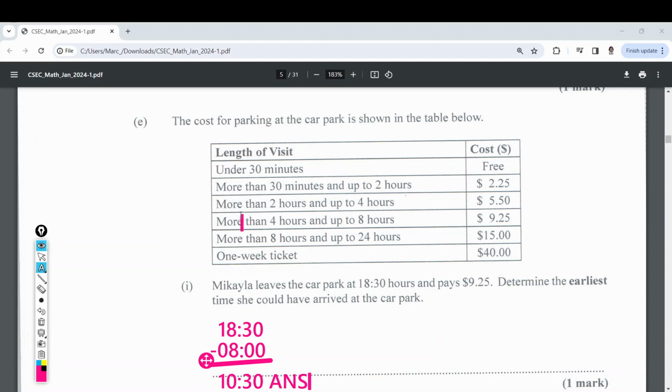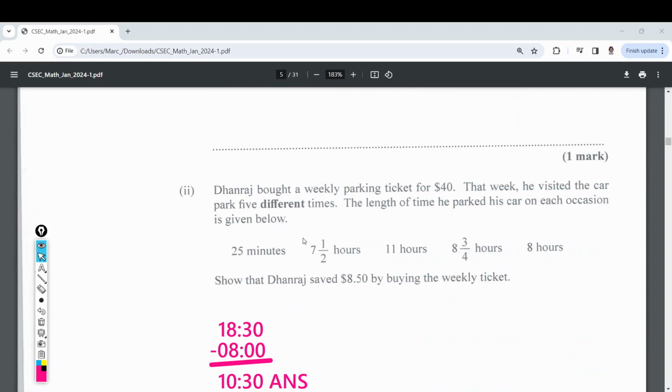How did I come up with this? I looked at the table. It says more than 4 hours and up to 8 hours is $9.25. So it can only be between 4 hours minus the 18:30, which would be 14:30, or up to 8 hours. So I just subtracted the 8 from the 18:30 to get the 10:30, and that would be my answer. That's the earliest amount that you could use, right? So that was pretty simple.